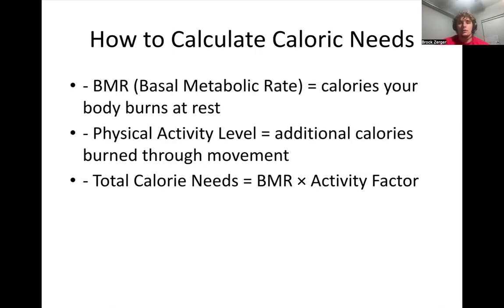So, how to calculate your caloric needs; we will go over this more as we go farther into the unit, and I'll give you some more tools. Basically, your BMR is your basal metabolic rate, which is the calories your body burns at rest. Your physical activity level is the additional calories that you burn through movement. So your total calorie needs are calculated by taking your BMR times your activity factor.